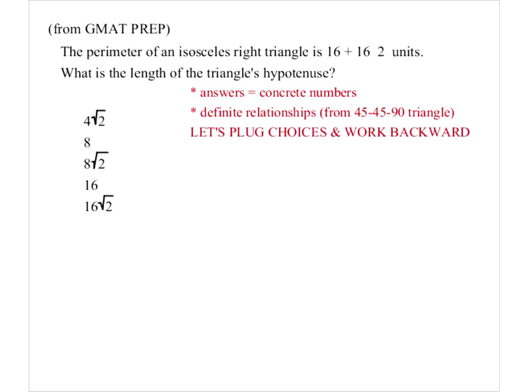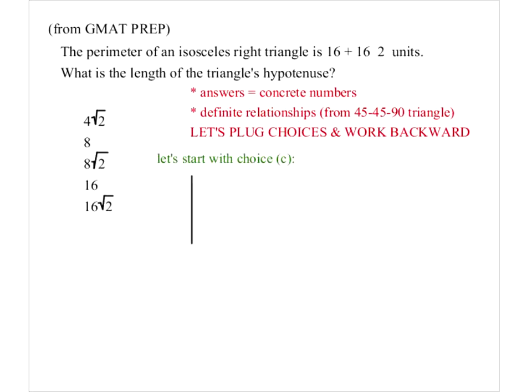Okay, so which choice do we want to try first? Go ahead and enter in the text box, please. Okay, we want to try C first. Let's start with choice C. That's the middle choice. Okay, if we start with choice C, let's draw ourselves an isosceles right triangle.